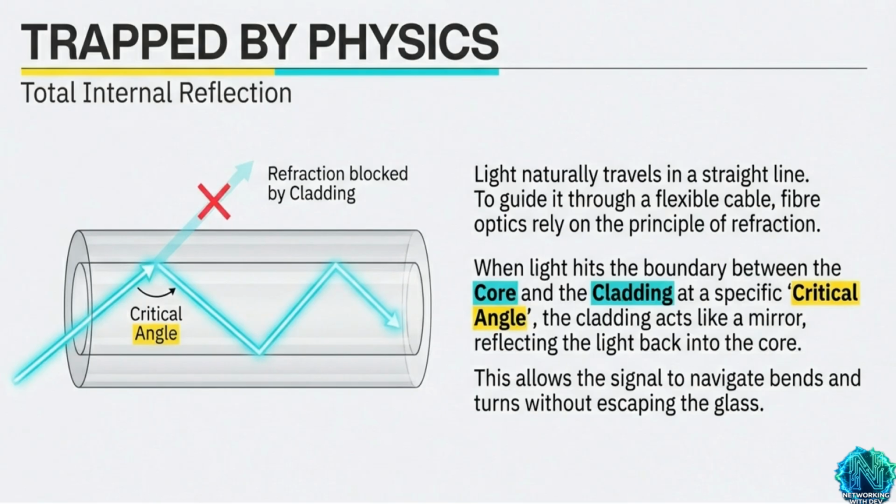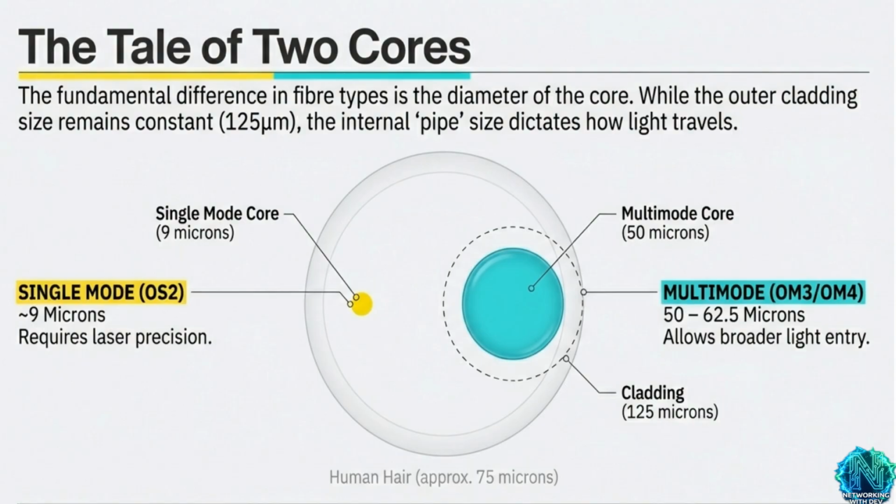It's this simple yet powerful interaction between the glass core and the reflective cladding that makes high-speed, long-distance communication possible. While every fiber strand uses that same reflective cladding, the size of the pipe inside makes all the difference in how the data actually travels. On one side, we have single mode, OS2. Its core is incredibly tiny, only about 9 microns wide.